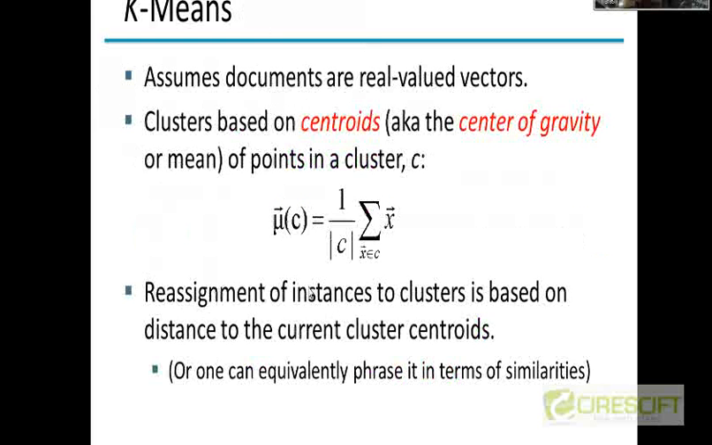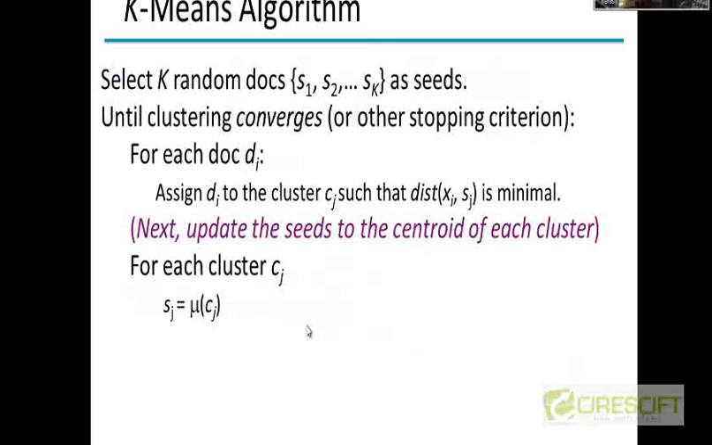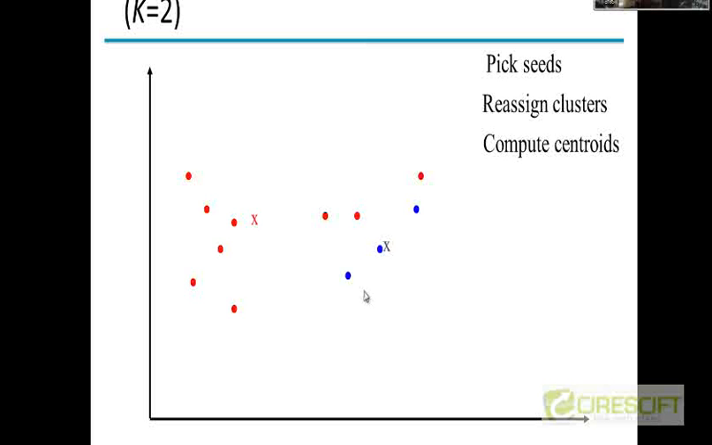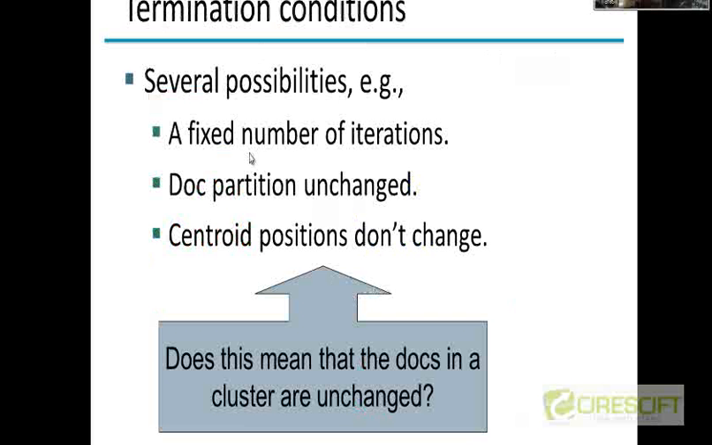So reassignment of documents to clusters is based on the distance to the current cluster centroids. Now you can see why we're talking about distance instead of similarity, because it's easier to think of distances visually. So what is the termination condition for this algorithm? When do we stop? Well, we could stop after a fixed number of iterations, whether or not we converge after those number of iterations. That's one of the ways.